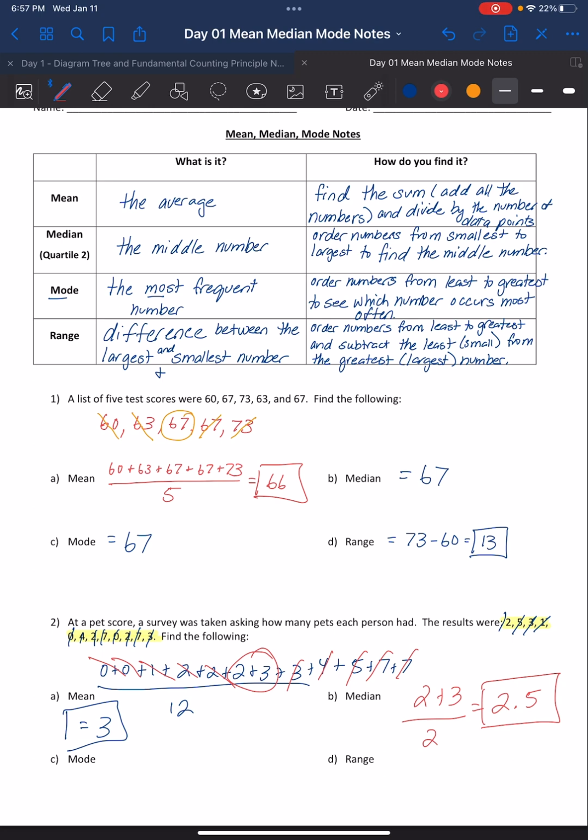Let's see, your mode. Which number or numbers occur most often? Well, in this data set, the number 2 happens 3 times, so 2 is your mode. And then lastly, your range, 7 minus 0 equals 7. If you got those answers, you're on the right track.